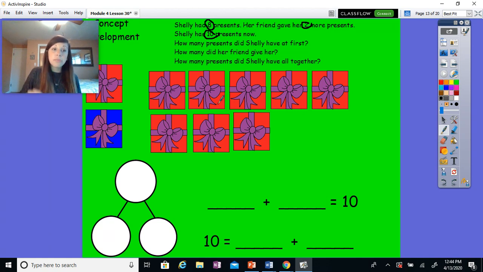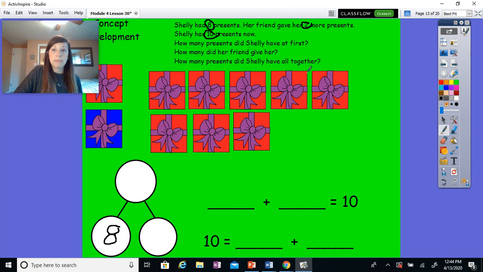That's not all the presents she has, it's just a part. So I can write 8 in my part. Part plus part equals whole. So remember, the parts are the 2 circles that are next to each other. So I'm going to write 8 first because that's how many she started with.